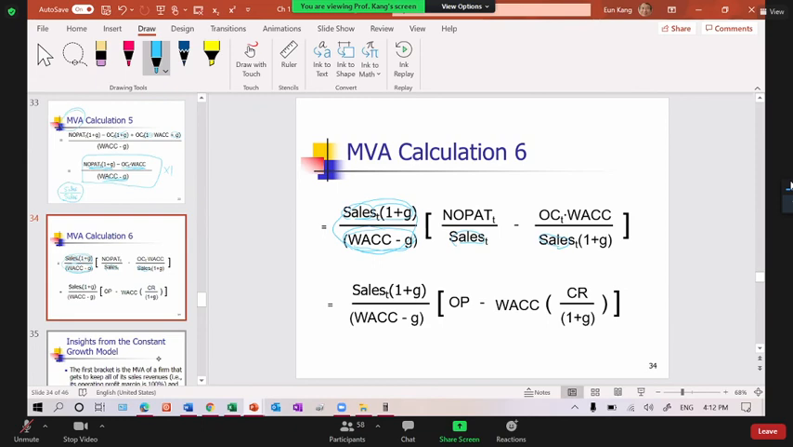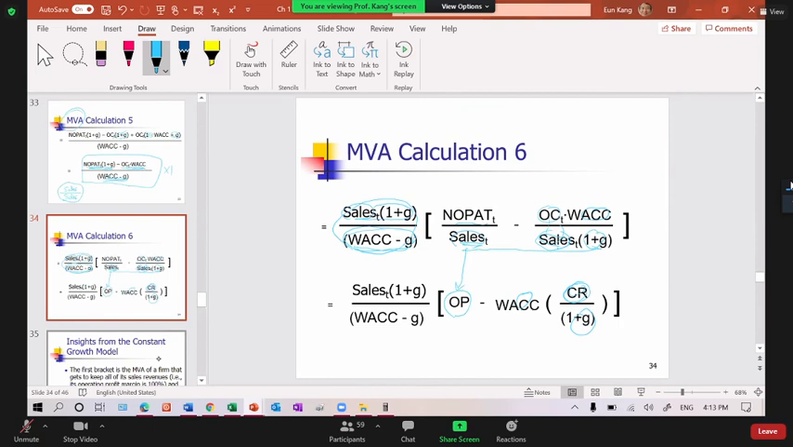And the next bracket is that you have NOPAT over sales. Suddenly there is operating profitability, NOPAT over sales. And then OCT over sales, right? Then you will have capital requirements, right? Capital requirements. OCT over sales is the capital requirement, and WACC is here. The 1 minus G is still there. So that is finally the formula.